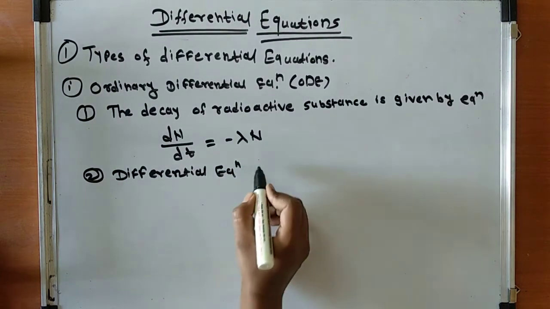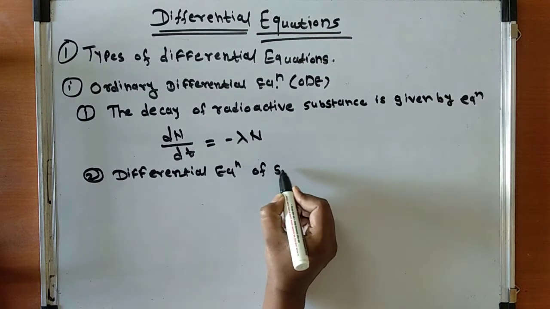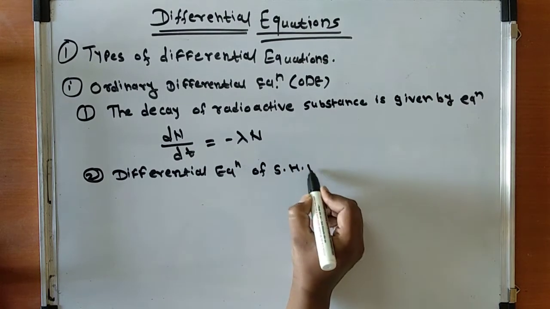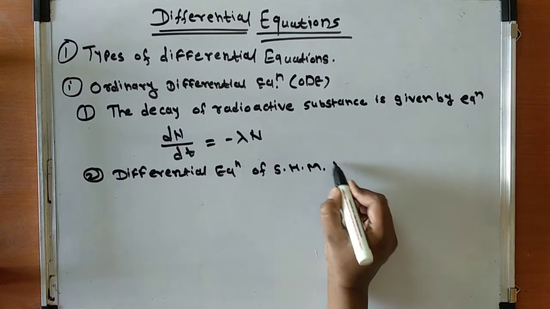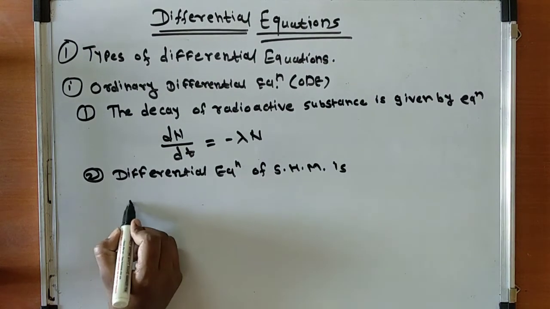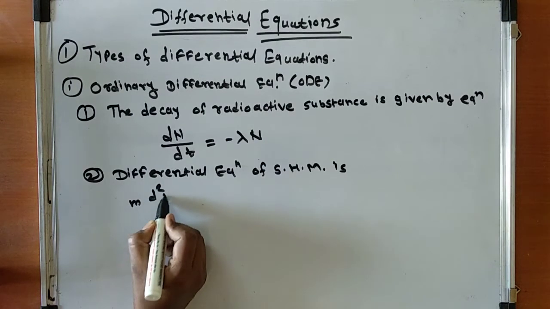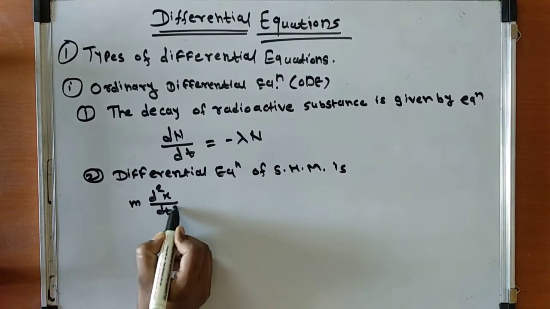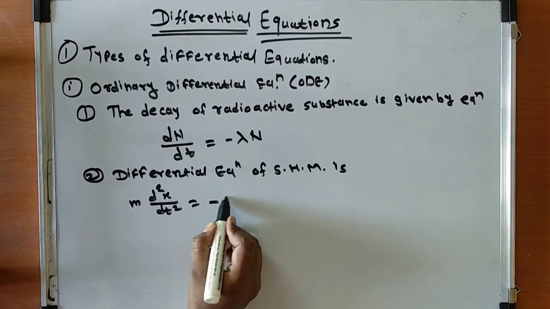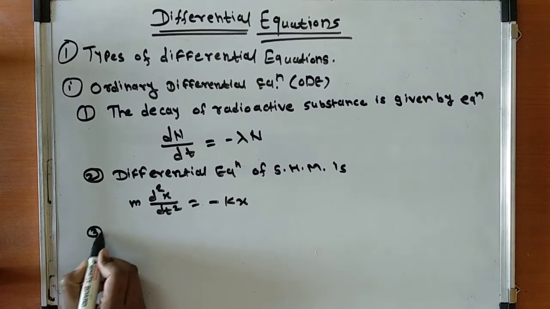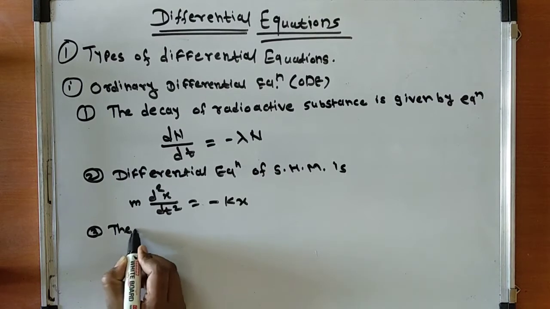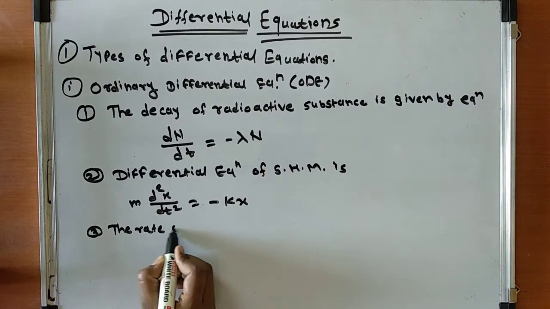Second is the differential equation of simple harmonic motion, SHM, which is m into d2x by dt square is equal to minus kx, where k is the force constant.